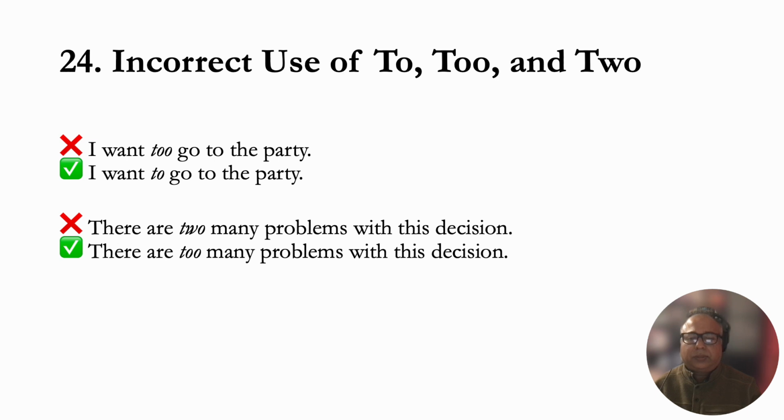Number 24 is incorrect use of to, too, and two. Well, isn't that interesting? All three words are pronounced the same way. To, too, and two. But you can see they're spelled differently. I want to go to the party. I want to go too the party, with two O's in T-O-O, that's incorrect. I want to go to the party. Just one O is correct.